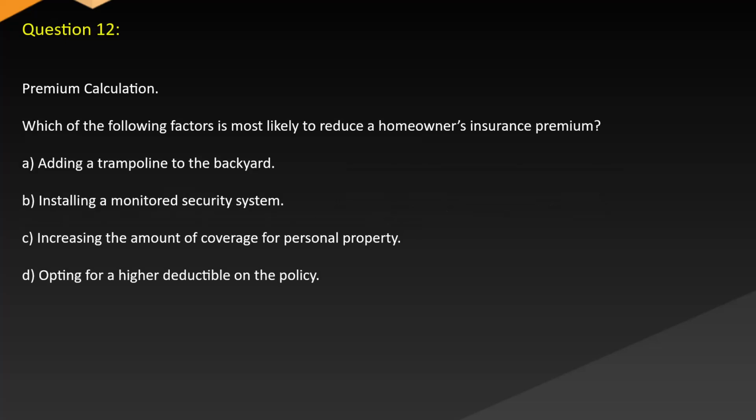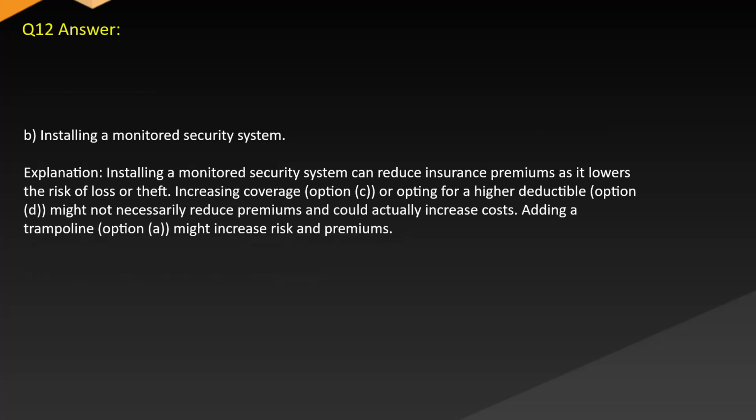Question 12. Premium calculation. Which of the following factors is most likely to reduce a homeowner's insurance premium? A. Adding a trampoline to the backyard. B. Installing a monitored security system. C. Increasing the amount of coverage for personal property. D. Opting for a higher deductible on the policy. Answer B. Installing a monitored security system.